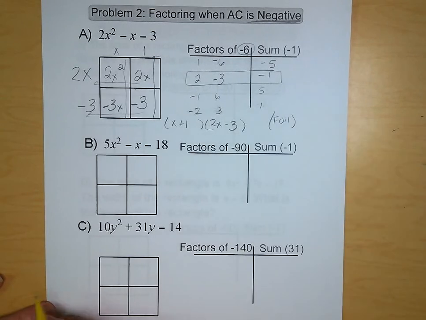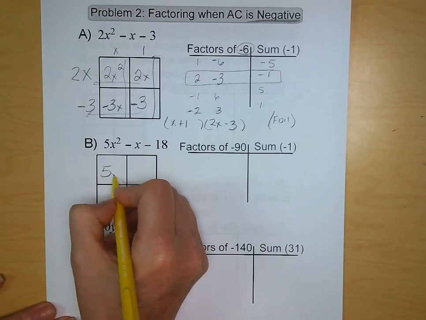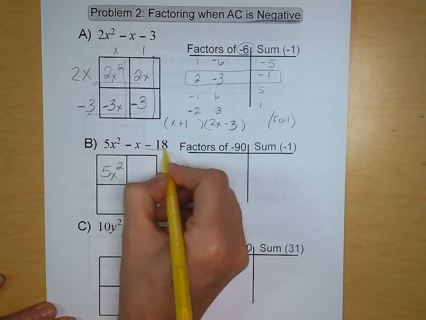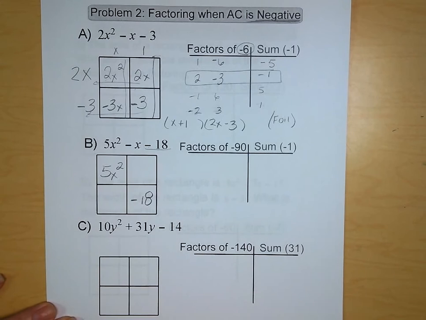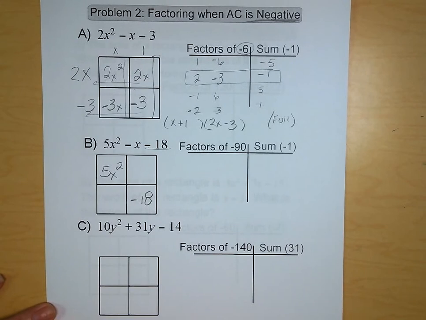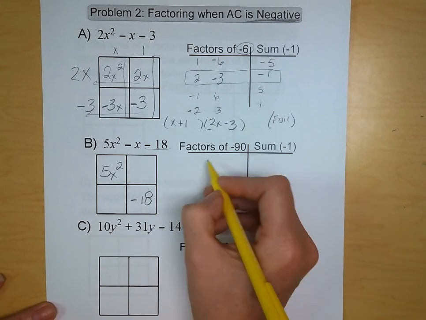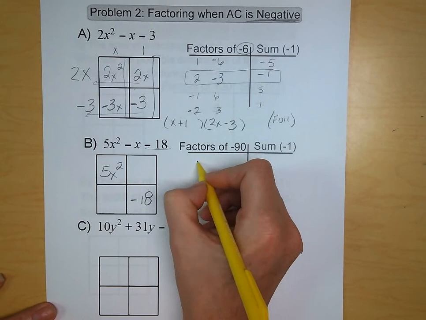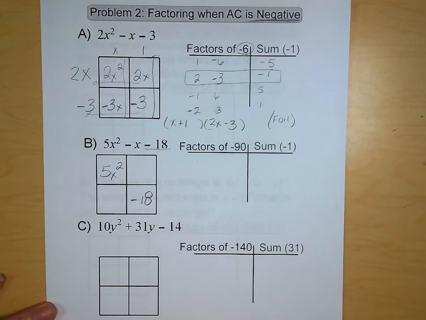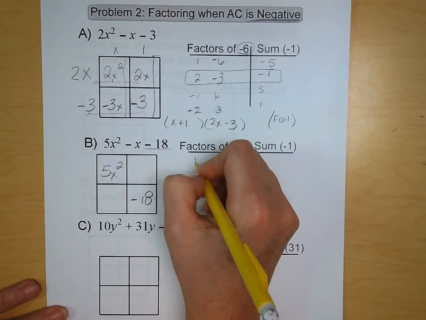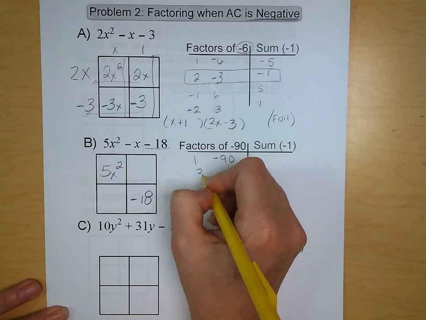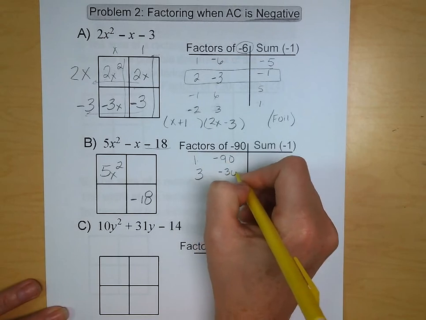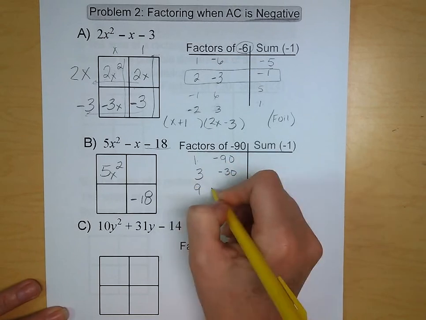All right, letter B, we plug in the information we know already. We have 5x squared, and we have a -18. And now, -18 times 5 is -90, and those are the factors we're going to be looking for. So we've got a 1 and -90. We've got a 3 and -30. We've got a 9 and -10.